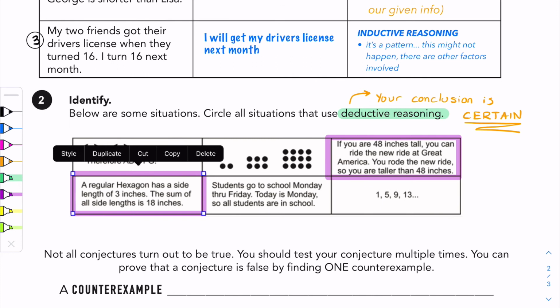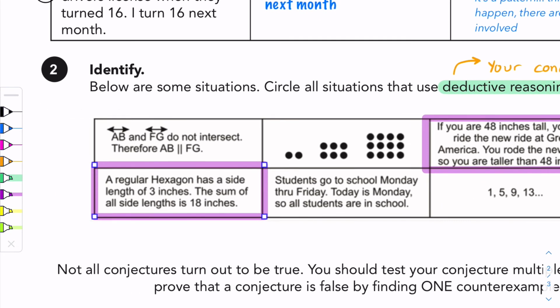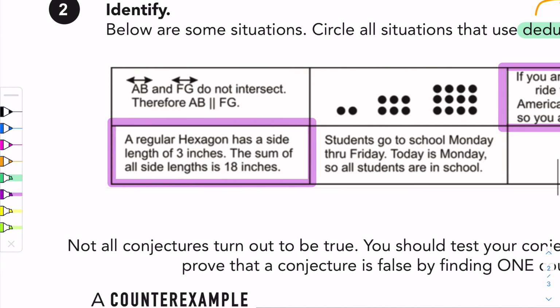Next, we're looking at a statement that says a regular hexagon has a side length of 3 inches. The sum of all side lengths is 18. So I need to give you a little background on this one. A regular hexagon has all equal sides. That's what the word regular means. And a hexagon has 6 sides. So this is telling you that you have a figure with 6 equal sides.